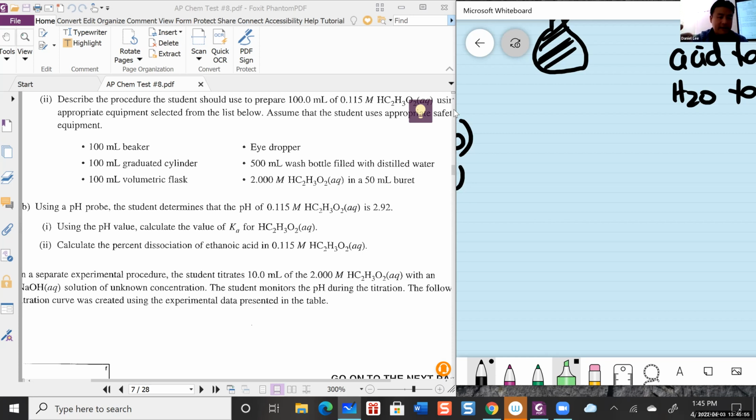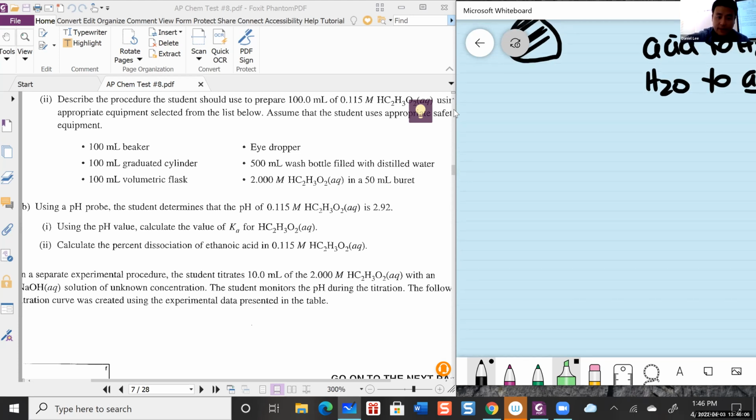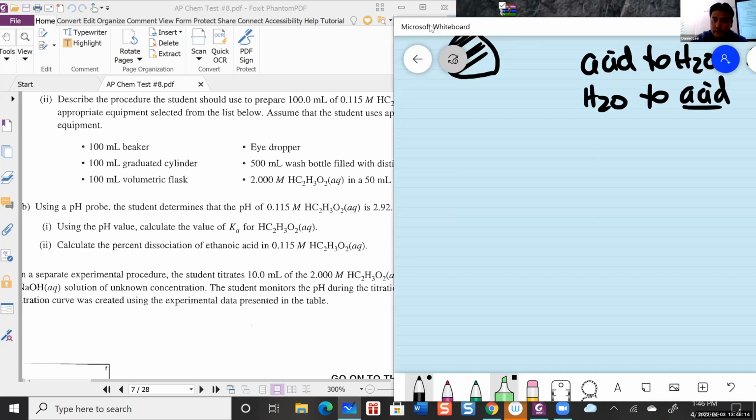And from here, how do you find the Ka and percent dissociation? That's ICE box. There is no titration, so forget about titration. You haven't added a strong base to the weak acid yet. This is just ICE box, so that's the only thing you can do. So pH is 2.92, 0.115 molar. So I will show work by actually doing an ICE box. So here.